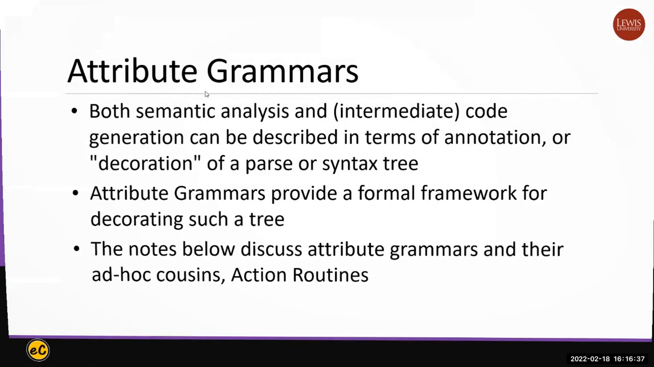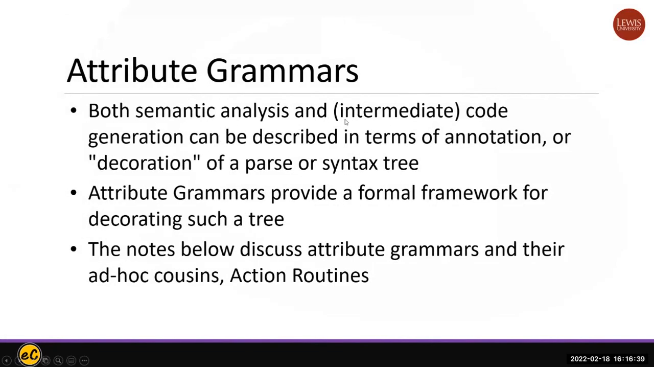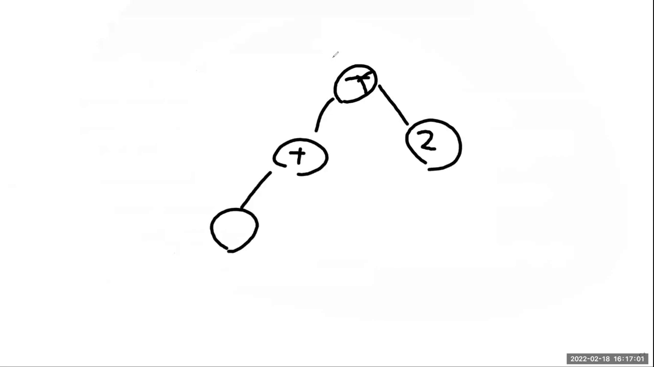So what is attribute grammar? Both the semantic analysis and the intermediate code generation can be described in terms of annotation and declaration of a parsing tree. So what this really means is you have a parsing tree. You have something like this: times, 2 plus 3, and 5. So that's a parsing tree we create.